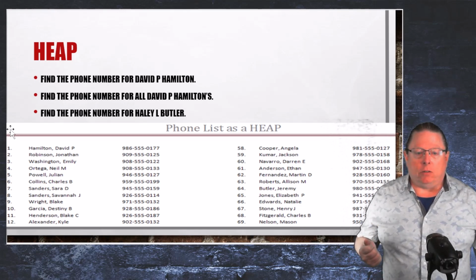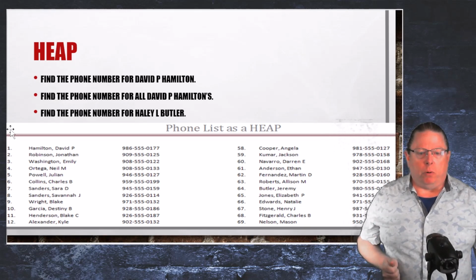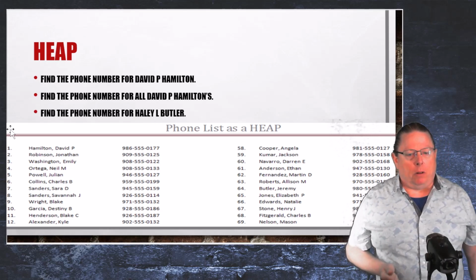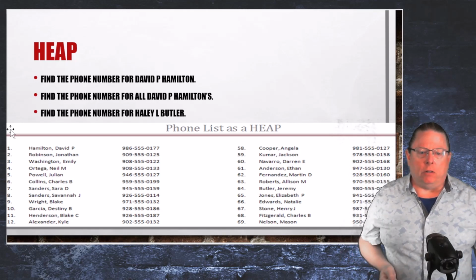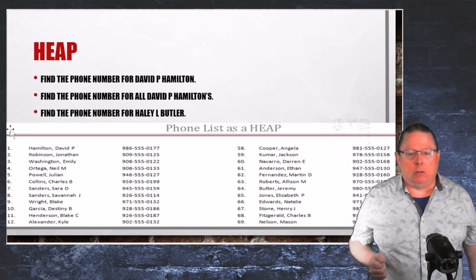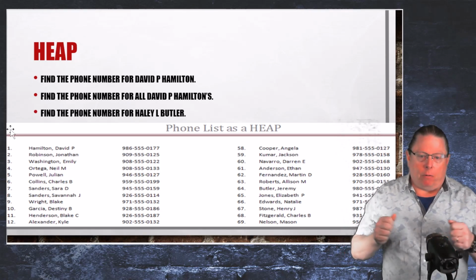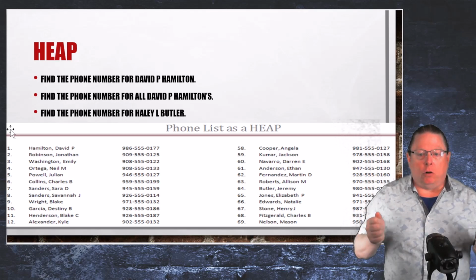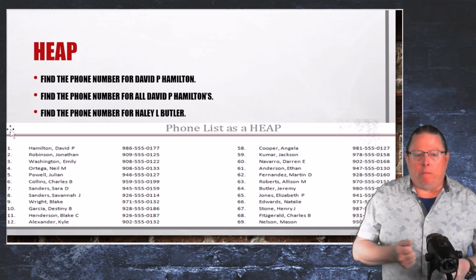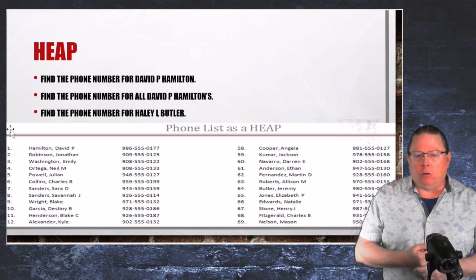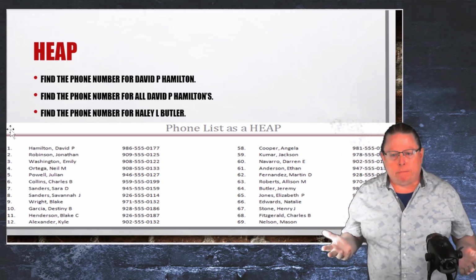But the way select statements work is you're not just looking for the first person, but it's going to return all of the people. So if there were 5 different David Hamiltons or David P. Hamiltons in this list, it would have to scan the entire list. And if that was 40 pages of paper, you'd have to search through 40 pages of paper to find all of the phone numbers for all of the David Hamiltons.